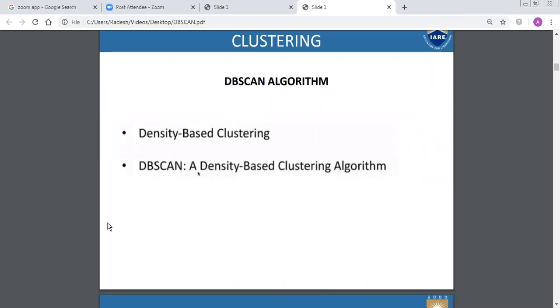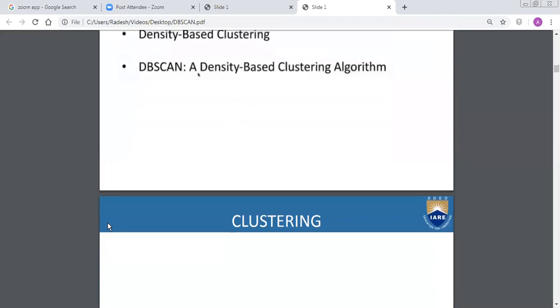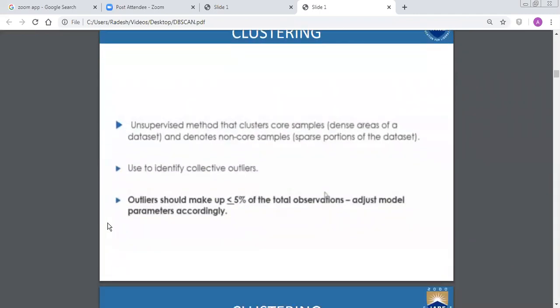So the DBSCAN algorithm is a density-based clustering algorithm. It is an unsupervised method that clusters core samples, the dense areas of a data set, and denotes non-core samples, the sparse portions of the data set. All the clustering techniques we are studying, starting with k-means and hierarchical, fall under the unsupervised methods, whereas the classification we learned in our fourth unit falls under supervised learning.